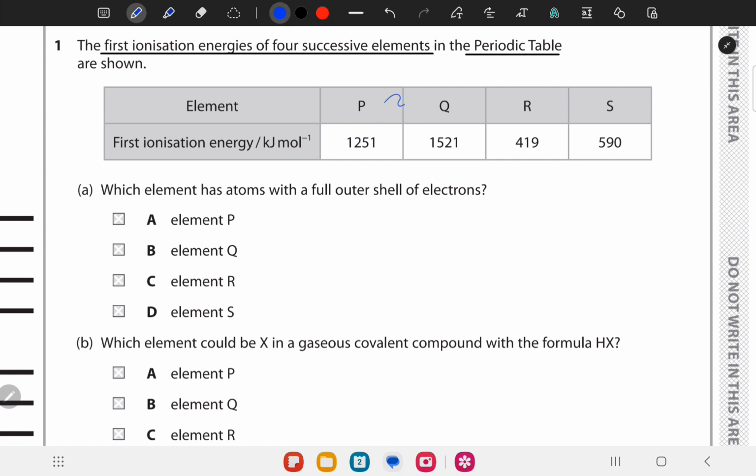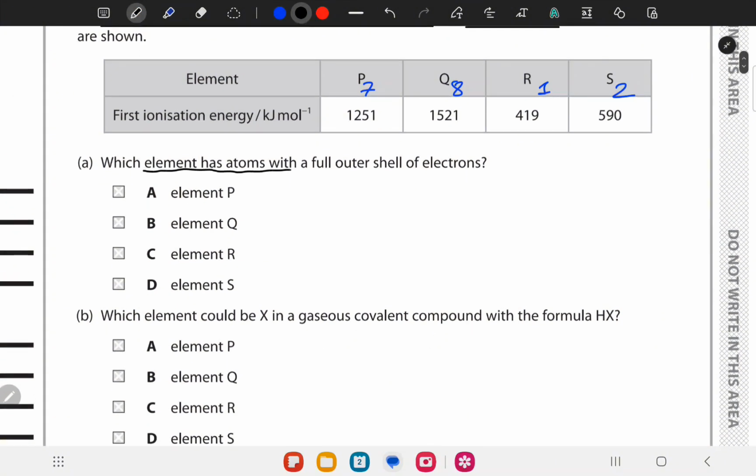So if we go from P to Q, the first ionization energy increases. Then if we go from Q to R, there's a significant decrease, and there's a small rise from R to S. So P must be a group 7 element, Q must be a group 8 element, and R should be from the next period, and it's group 1, and S is group 2.